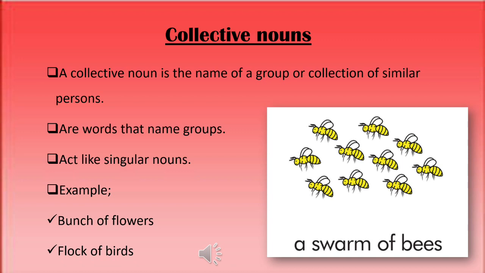From this picture you can see a swarm of bees. From this picture we know that it is a group of bees, right? So that is collective nouns. Collective nouns means group.